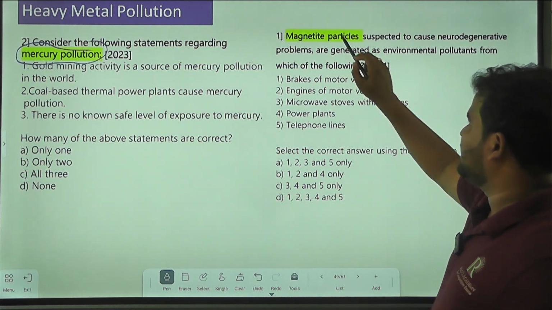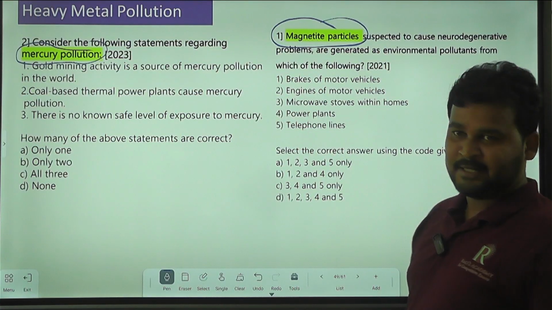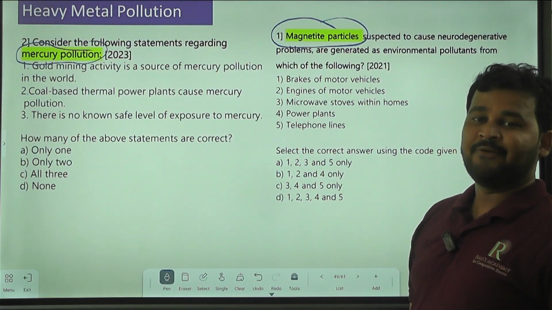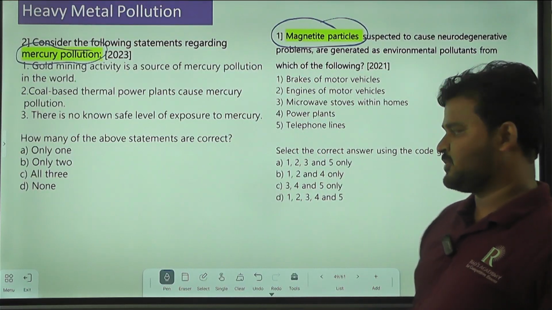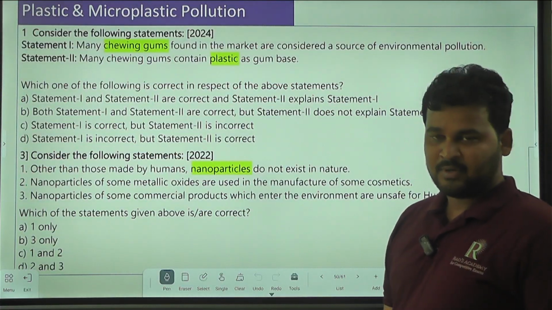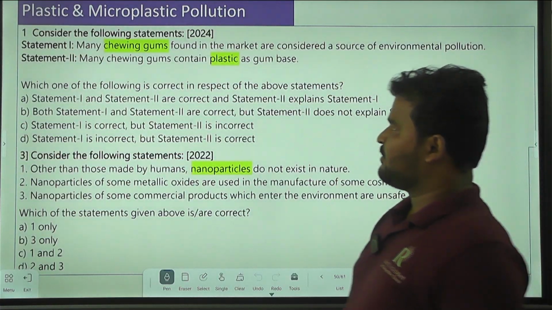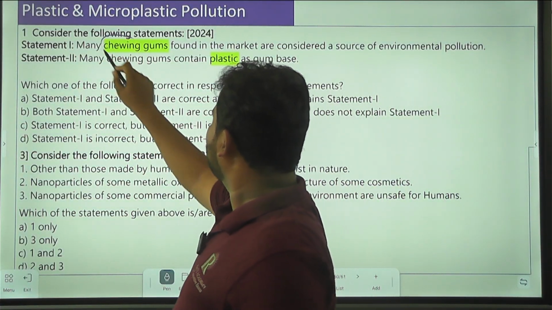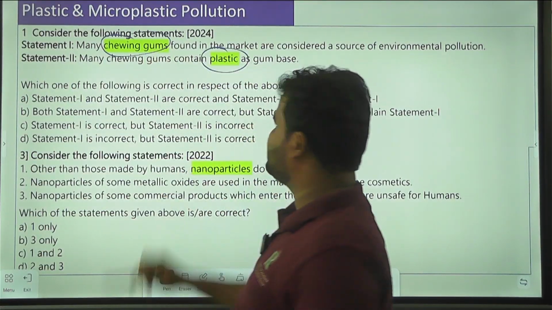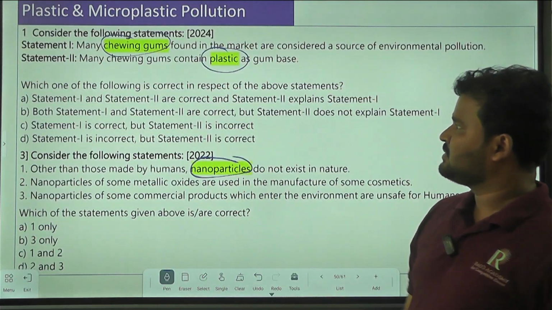Next after that, magnetite particles. Okay, magnetite particles. They are heavy metals, heavy particles which are present in the atmosphere, in water bodies and various parts of the atmosphere. And plastic and microplastics, chewing gums, plastic areas, repeating areas, nanoparticles.